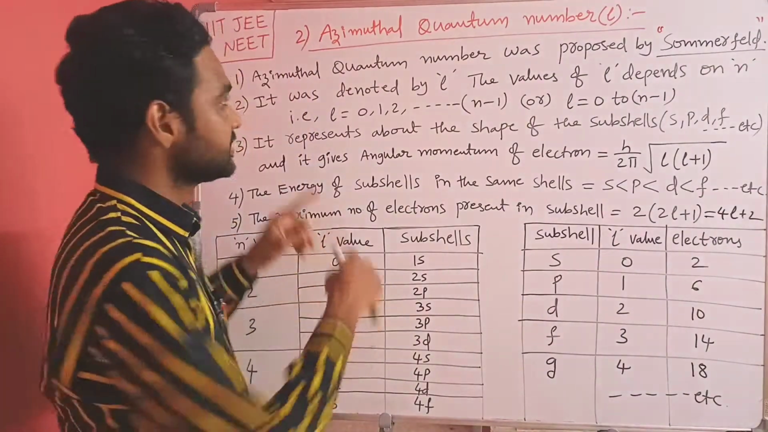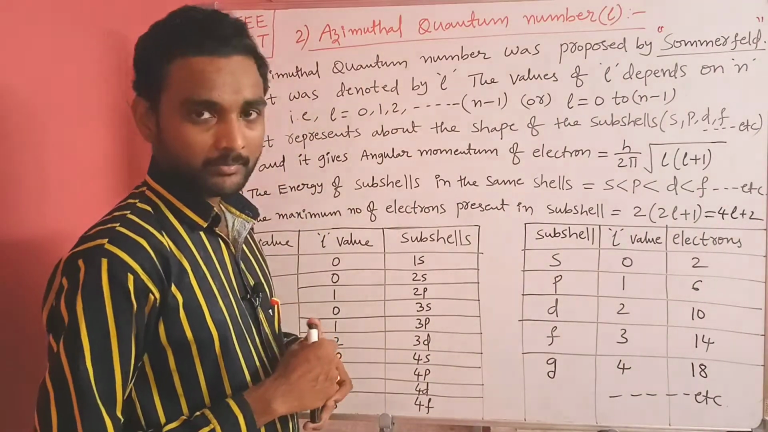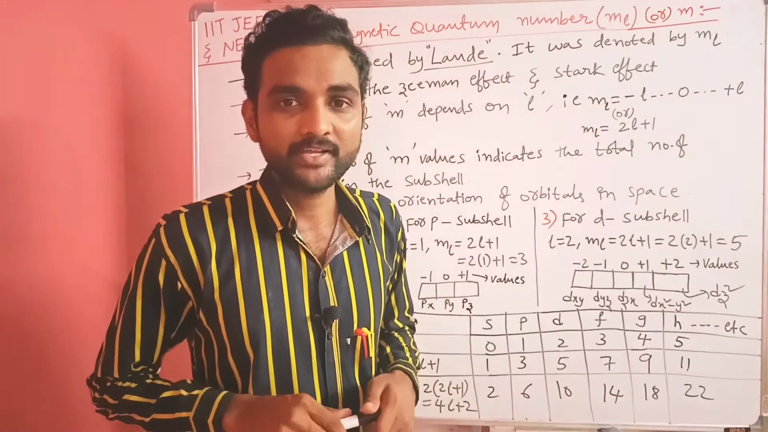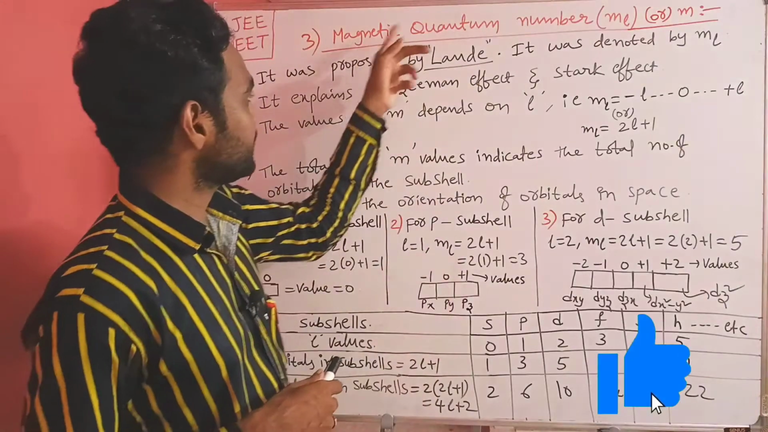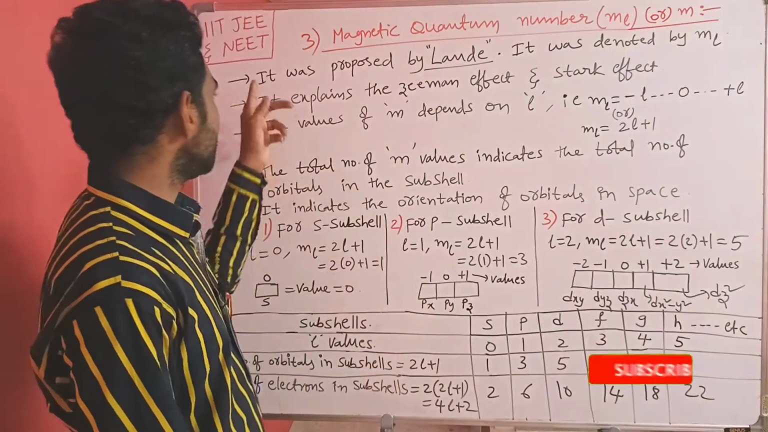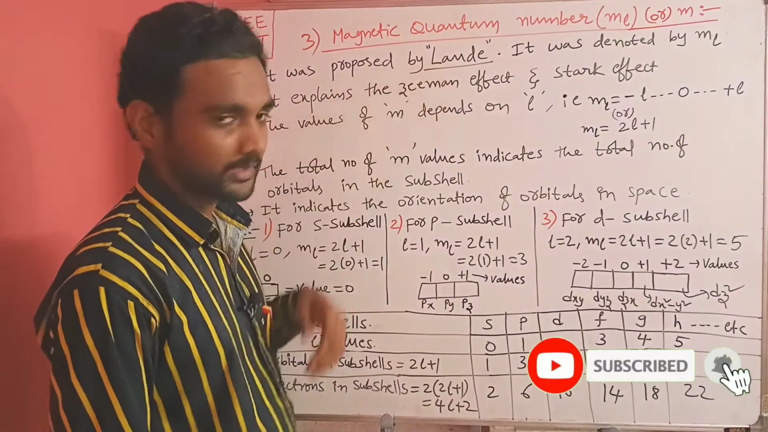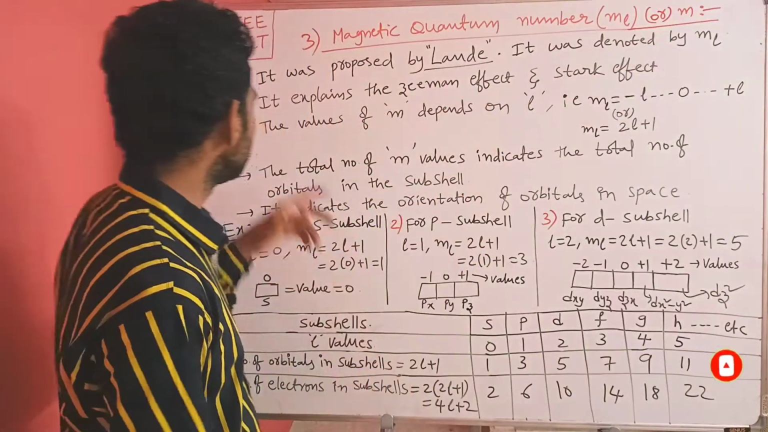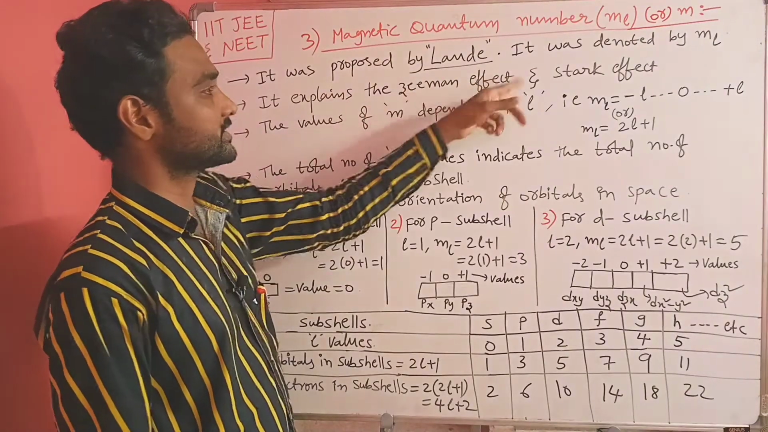This is simply about the azimuthal quantum number. Remember properly. Have you understood? Now let me explain the third quantum number, that is the magnetic quantum number. It was proposed by the scientist Lande. It is denoted by ml or m. Now it explains the Zeeman effect and Stark effect.